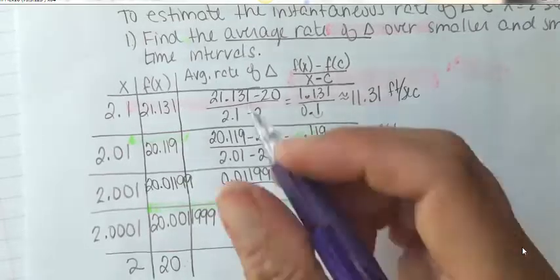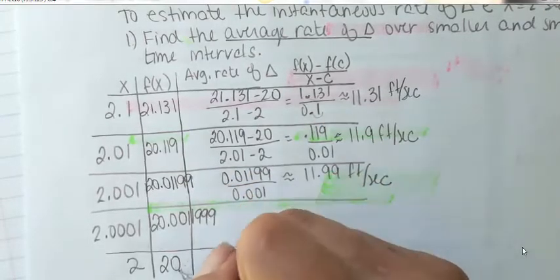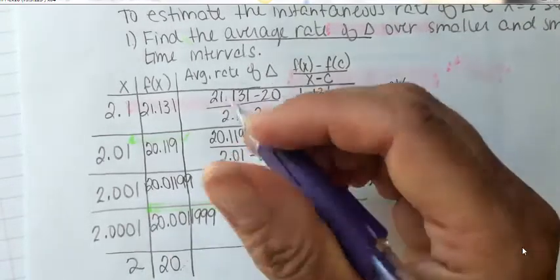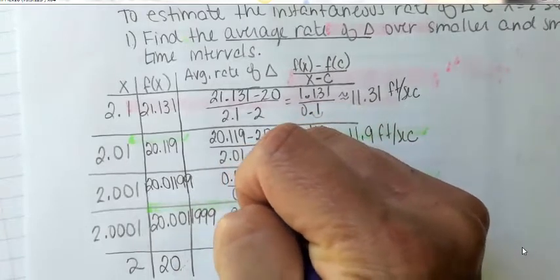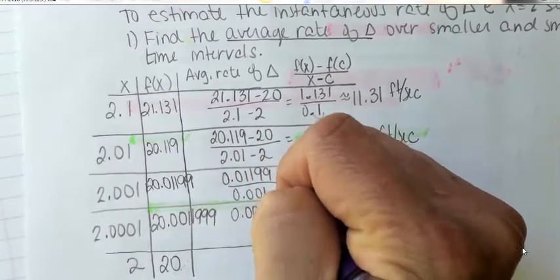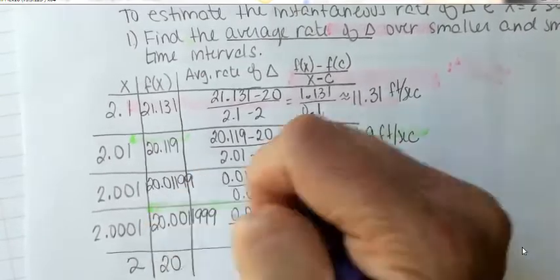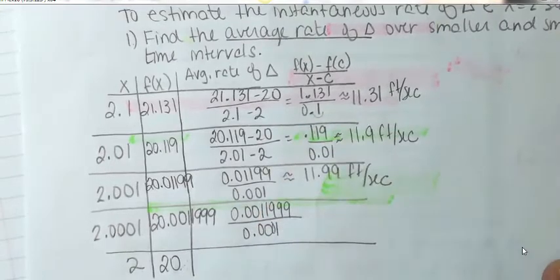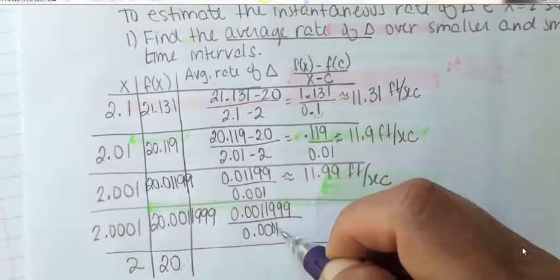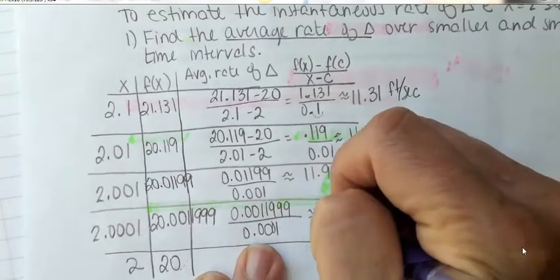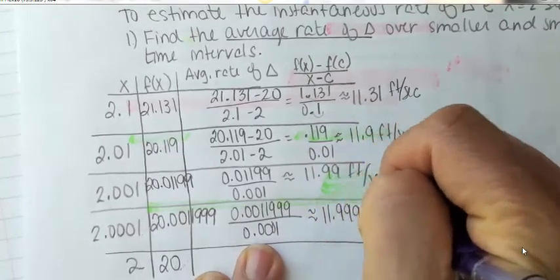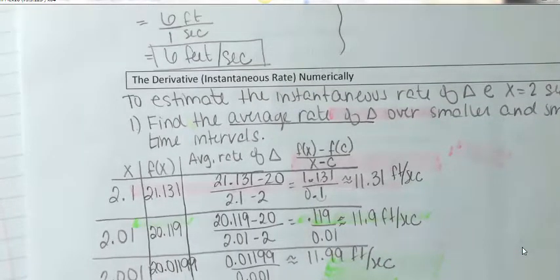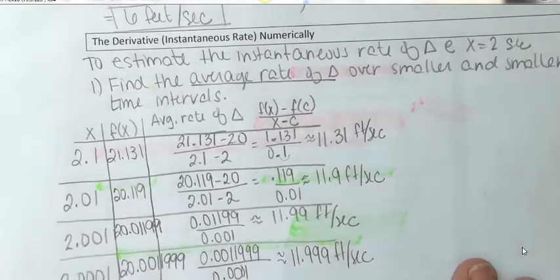Okay, and I'll do one more here. The average rate of change between 2 seconds and 2.0001 seconds. Well, if I subtract these, I get 0.0011999 all over 0.0001. There we go. To get 1 in the denominator, move my decimal over now 4 places, which gives me approximately 11.999 feet per second. Okay, so we found all the average rates of change over smaller and smaller time intervals.